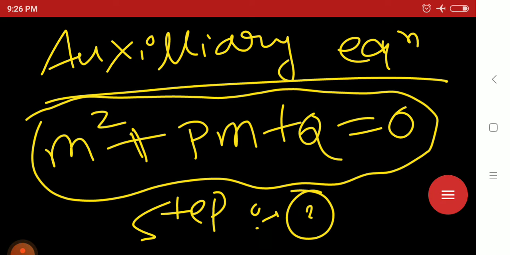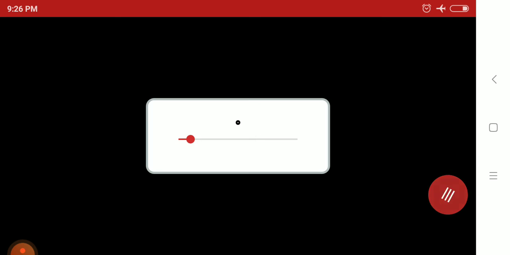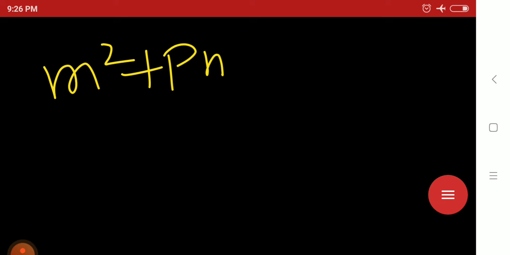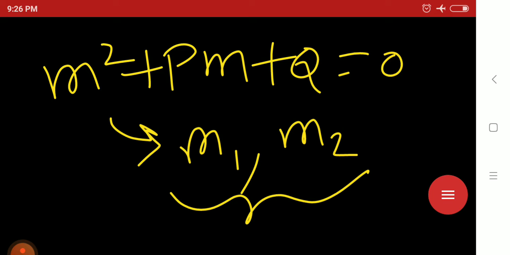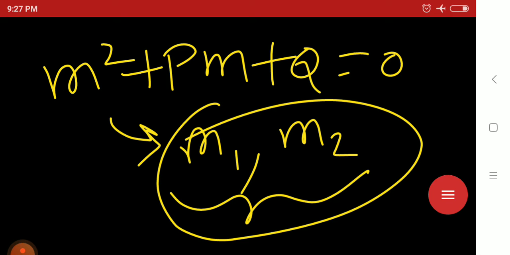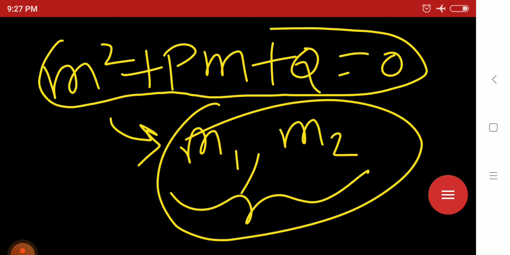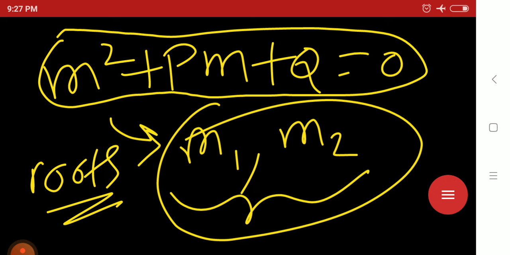Step 1 is assume m equals d by dx and m square equals d2 by dx square. And the second step is m square plus pm plus q equals 0. Now from the equation m square plus pm plus q equals 0, you will get two roots, m1 and m2. After solving and factorizing this equation, you will get two roots, that is m1 and m2.